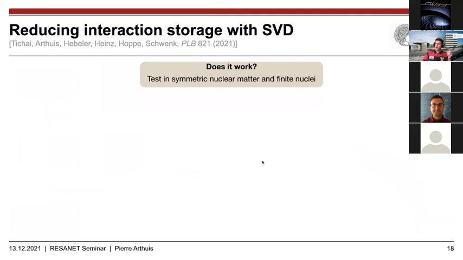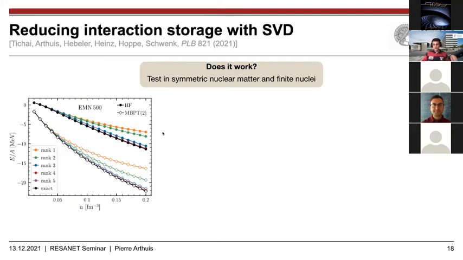Well, we tested that in symmetric nuclear matter and finite nuclei. Here you have the binding energy per particle for symmetric nuclear matter at the Hartree-Fock second-order perturbation theory level. What you see in black are the exact results, and the colored lines correspond to rank 1, 2, 3, 4, and 5.